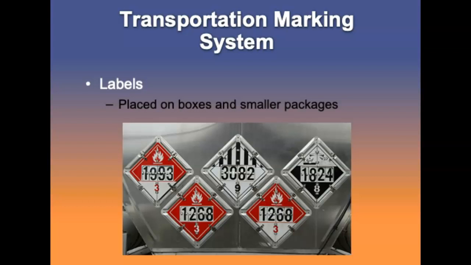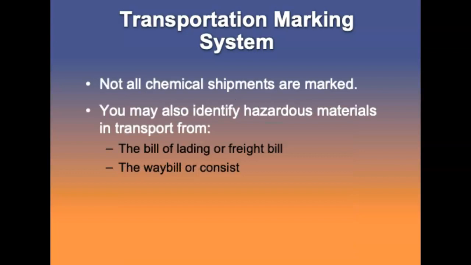Labels are smaller versions of placards. They're placed on individual boxes and smaller packages and only refer to the potential hazard in that particular box. The DOT system does not require that all chemical shipments be marked. Most often, there must be a certain amount of hazardous material before a placard is required. You may also identify hazardous materials in transport from the bill of lading or freight bill, or the waybill or consist, which is carried by the conductor of a train.